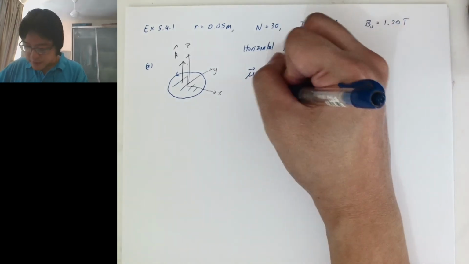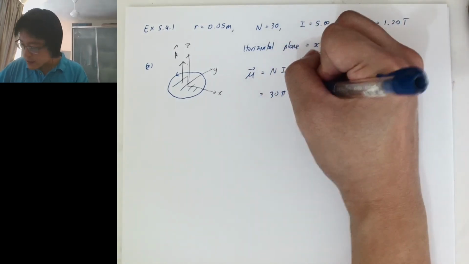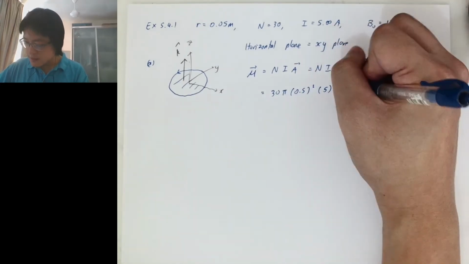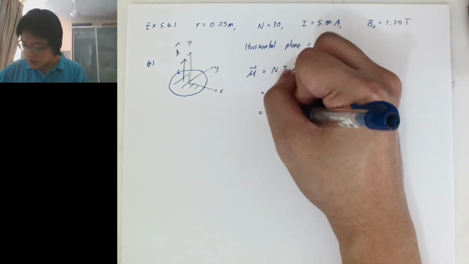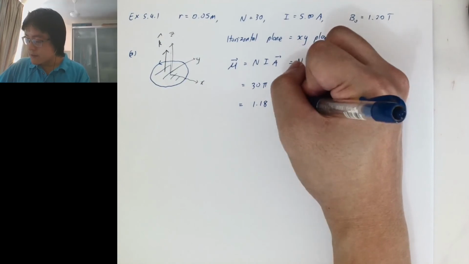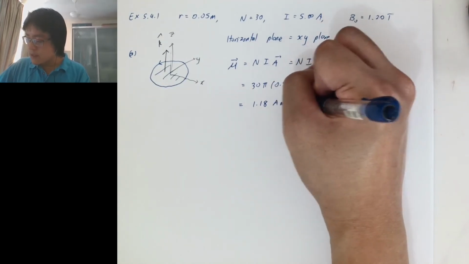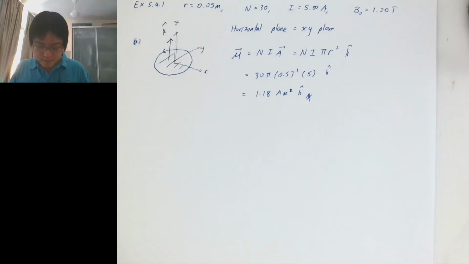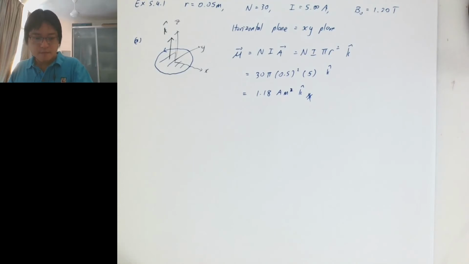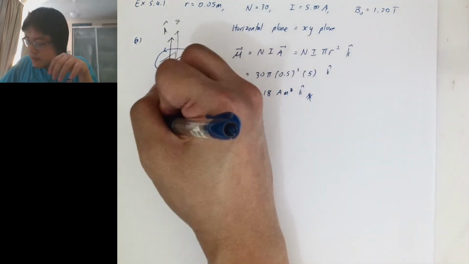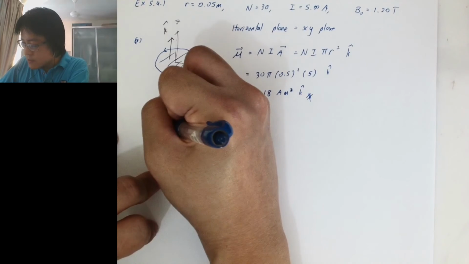Okay, so if you plug in the numbers, 30 pi, and then r square, and then 5 amps of current in the k direction. So this is 1.18 meter square in the k direction. So this is the magnetic dipole moment. Right, so the magnetic field is directed towards the right.